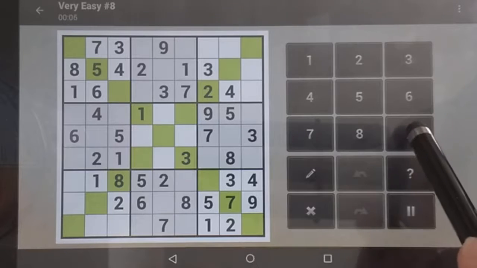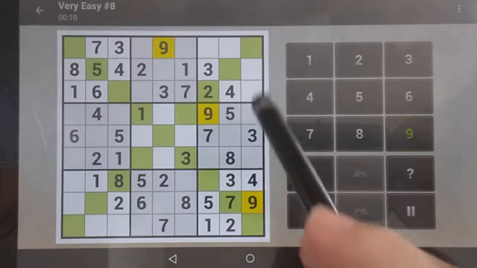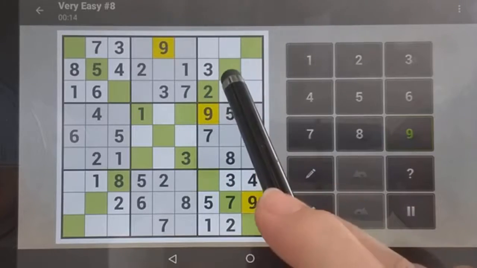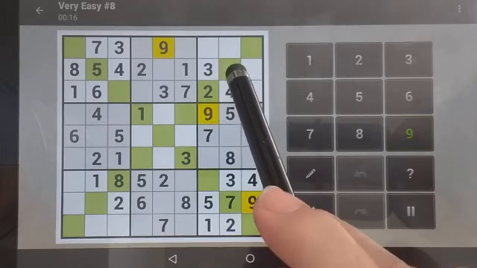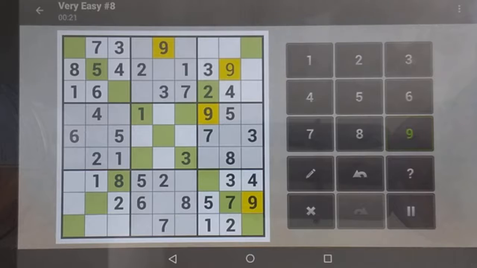Okay, this is very easy, number 8. I'm going to start with the 9s, just out of habit. Both of these columns are taken, so that means this 9 has to be in this column here with only those 2 options available, and this is blocked by that 9, so that is where that 9 goes.